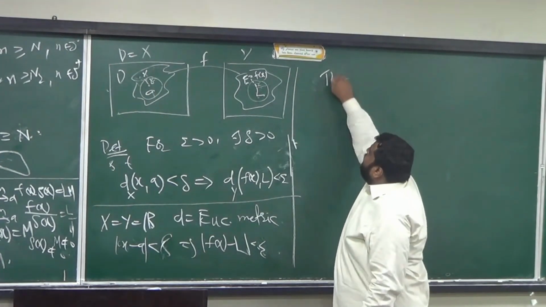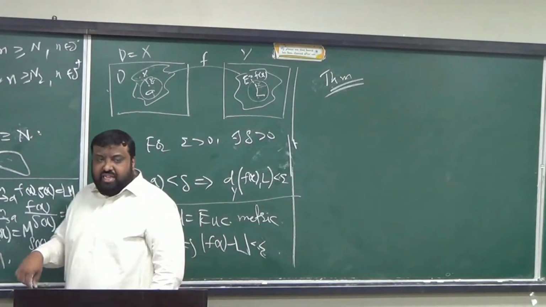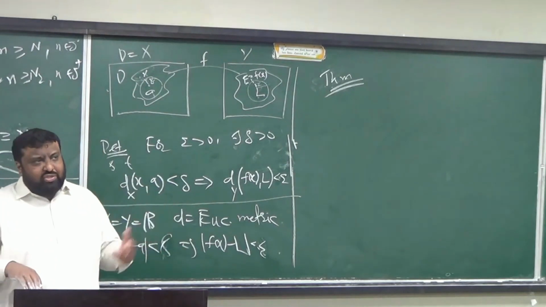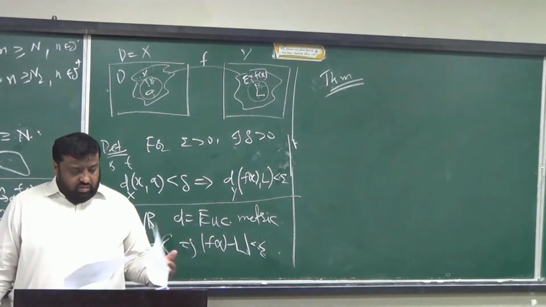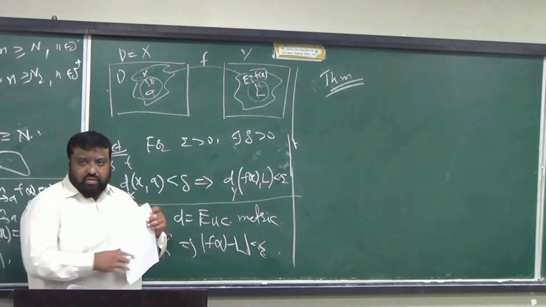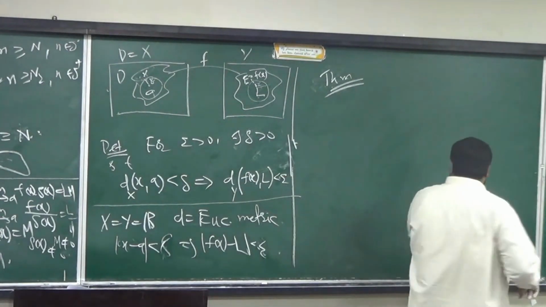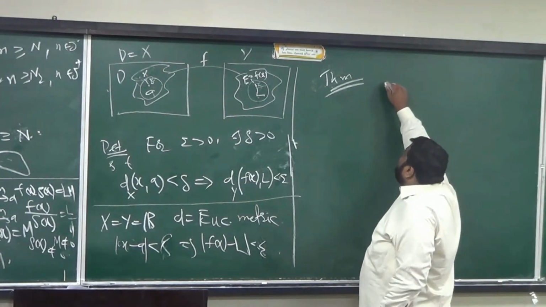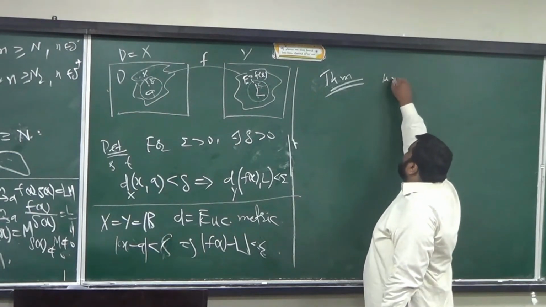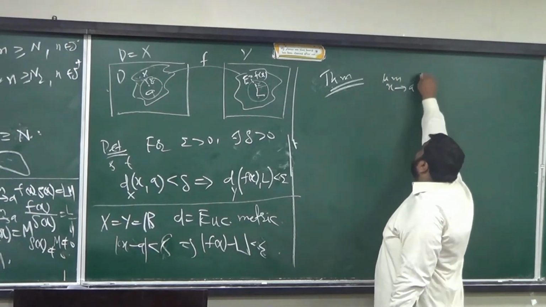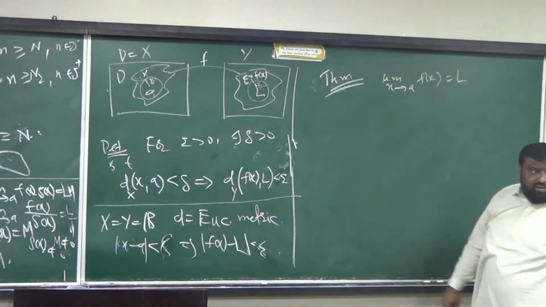The next thing that I would like to prove is that these two definitions are equivalent. Otherwise, that's two ways to say the same thing. What I would like to prove is that the limit as x approaches a of f of x equals L.